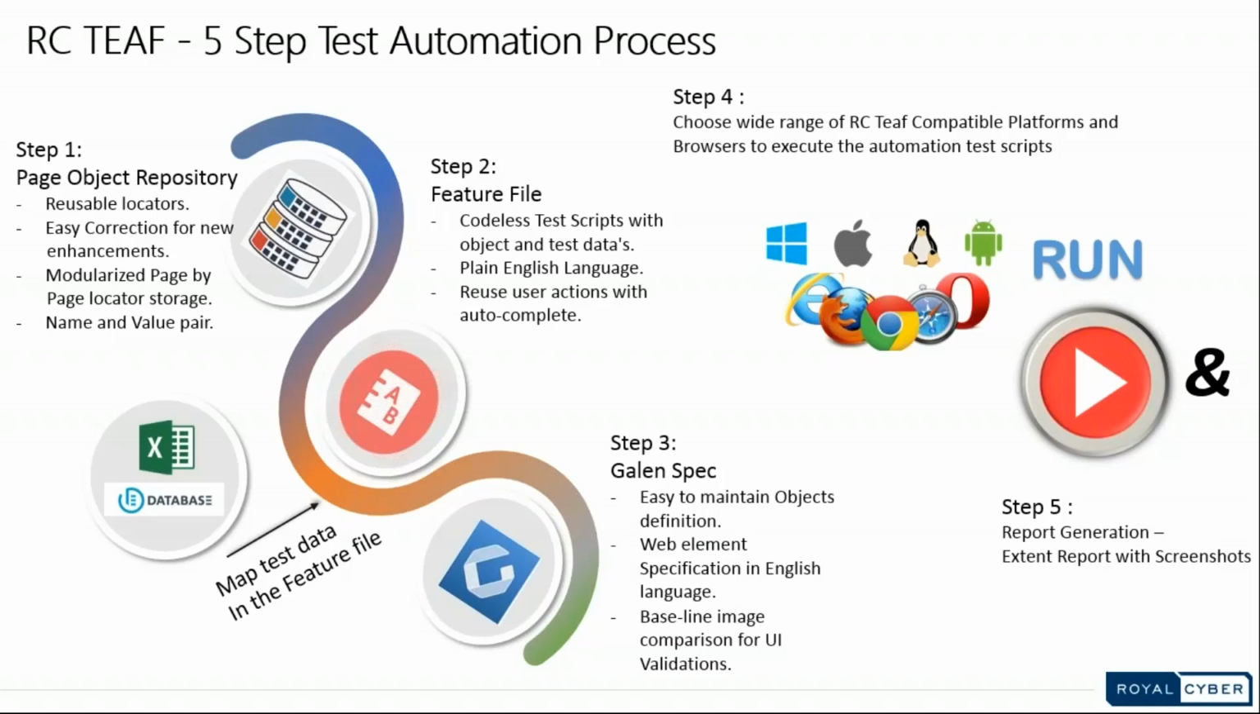So basically, we start by writing the object repositories, then we write the actual script that interacts with the repository to interact with the application. And then finally, we write the Galen specification that does the UI comparison.